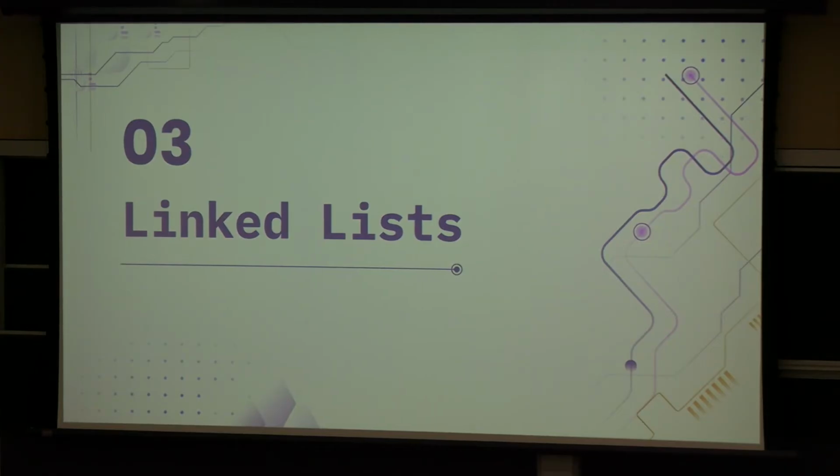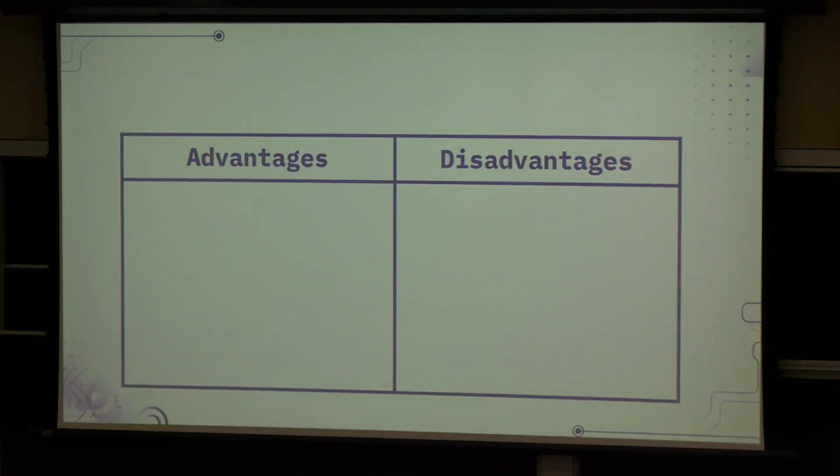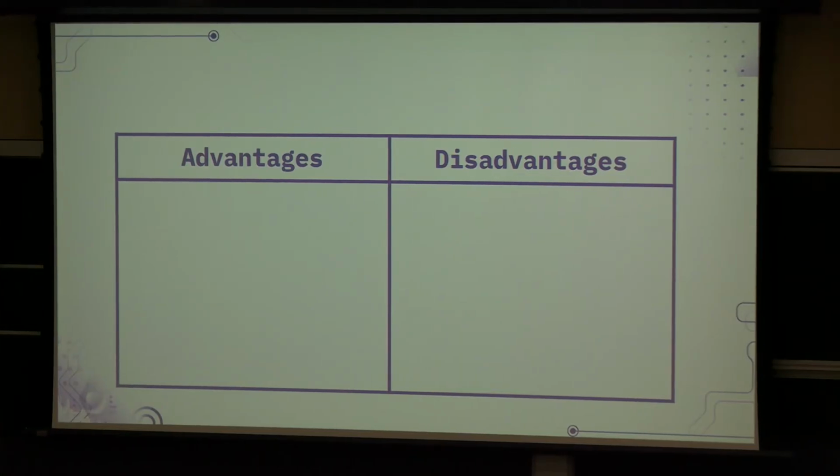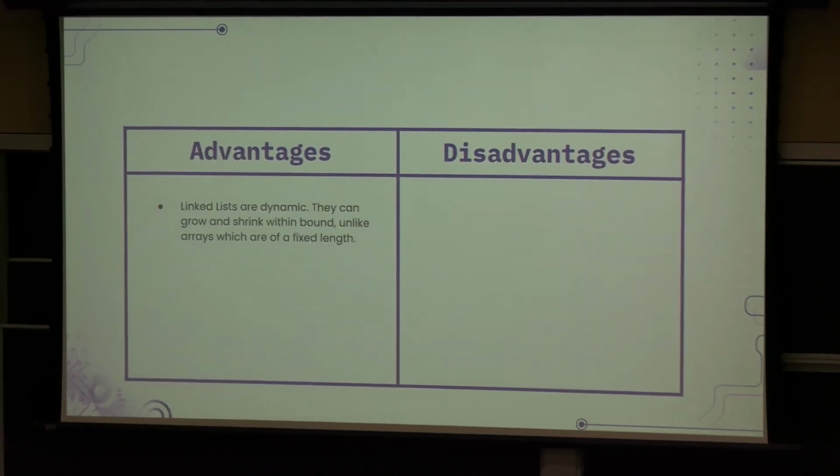Okay, so we will start linked lists now. We will start talking about the advantages and disadvantages of using linked lists as opposed to something like arrays. So let's start off with the first advantage. Linked lists are dynamic. They can grow and shrink without bound.